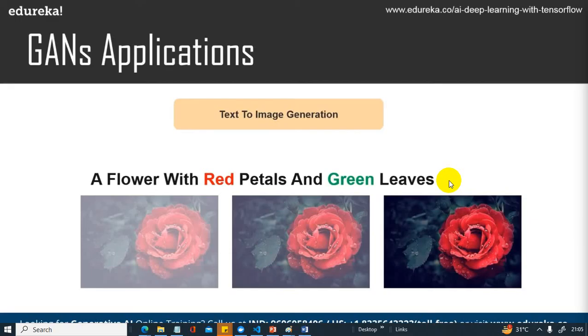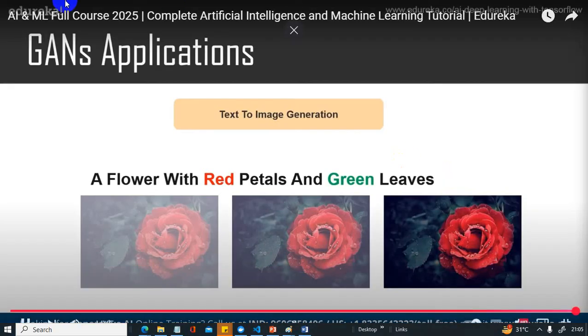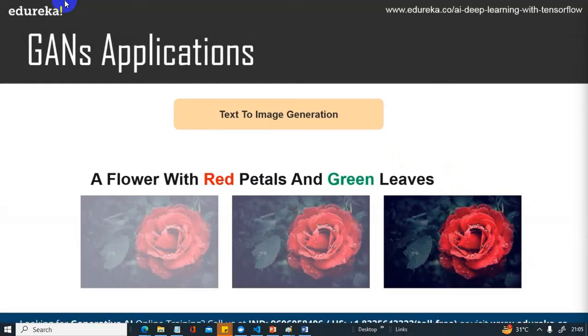That's actually a very good idea if you're talking about GANs. You can just give a few layouts and captions, and based on that, it will generate an image for us.